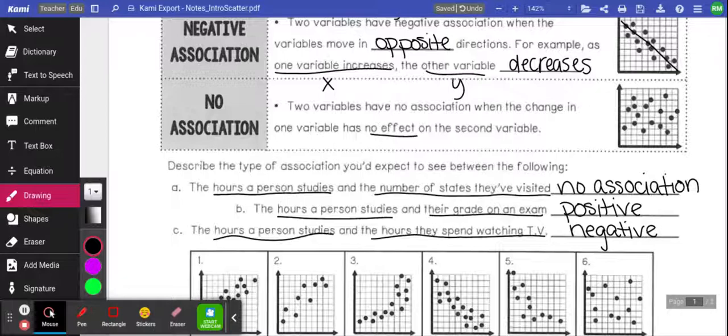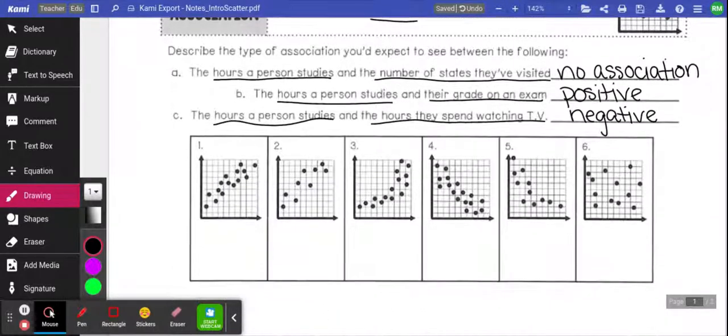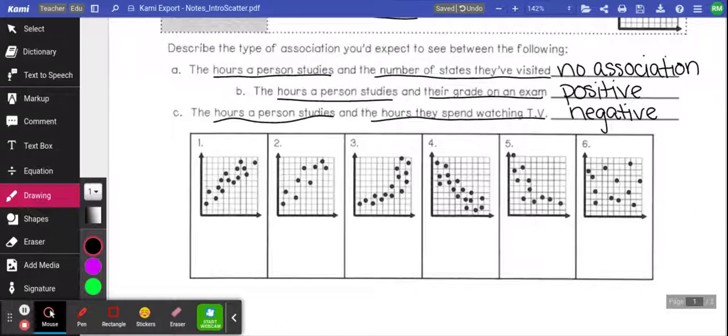Okay, and we are almost done. Let's look at this bottom part. So this bottom part, we're going to go ahead and either write positive, negative, or no association. I'm going to abbreviate. So number 1, is it positive, negative, or no association? Positive. Do you guys agree? Yes. Notice it's going up. This is positive. And I'm going to abbreviate positive. You can too.